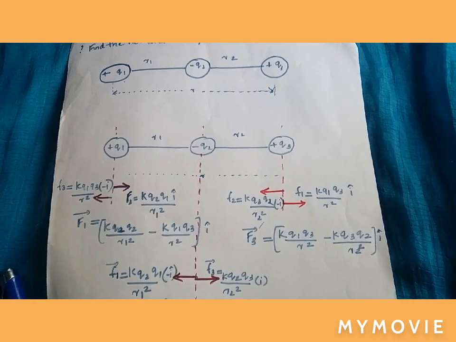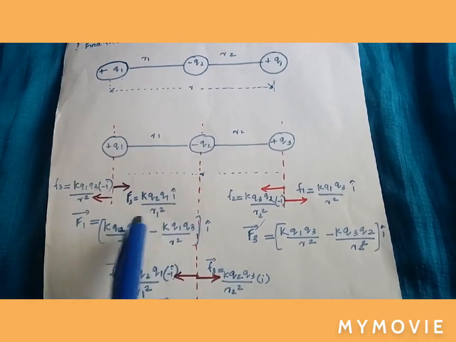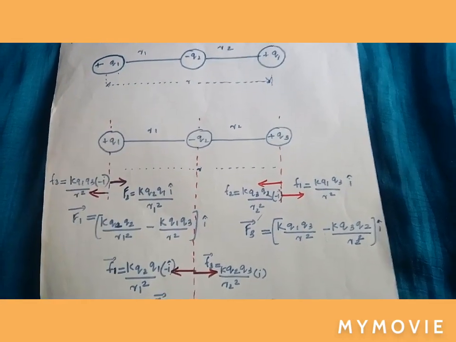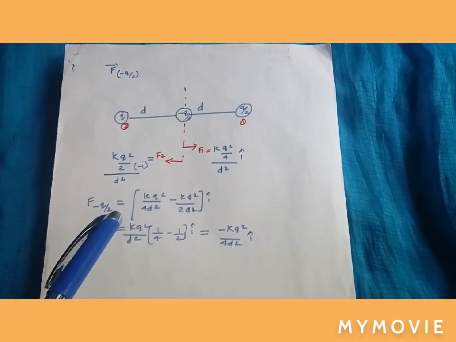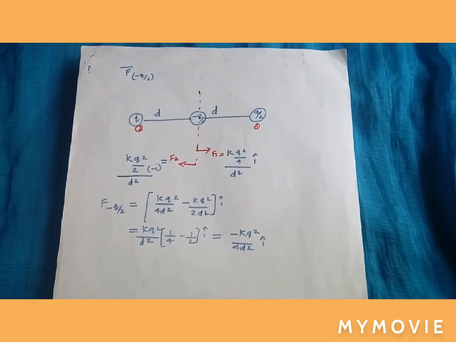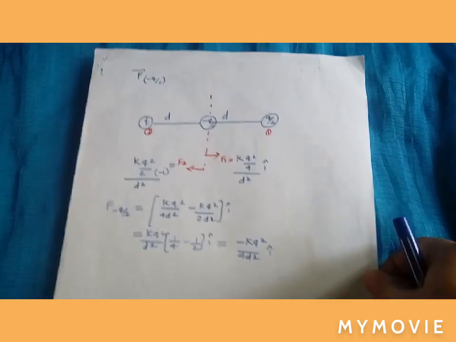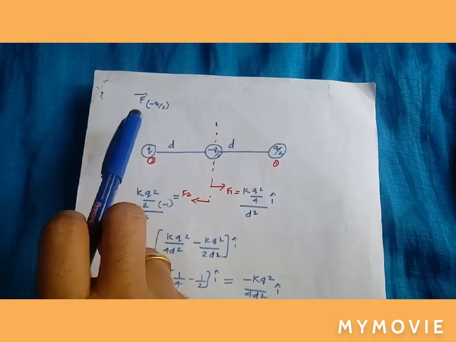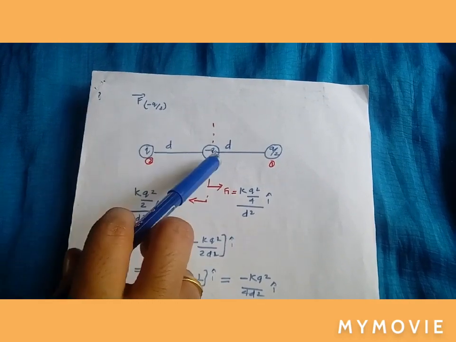So the sum of these forces will give the resultant force on that charge. Here is another problem. We should follow the same procedure as in the above problem. So first, what does the procedure mean? Here we have to find the force on minus q by 2.